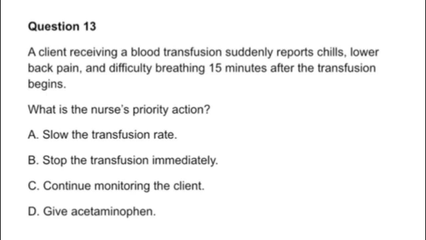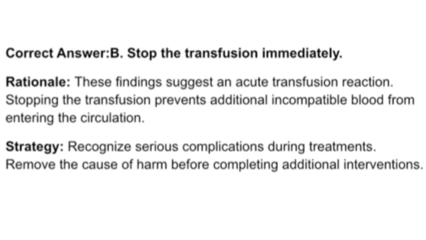Question 13. A client receiving a blood transfusion suddenly reports chills, lower back pain, and difficulty breathing 15 minutes after the transfusion begins. What is the nurse's priority action? A. Slow the transfusion rate. B. Stop the transfusion immediately. C. Continue monitoring the client. D. Give acetaminophen. Correct answer: B. Stop the transfusion immediately.